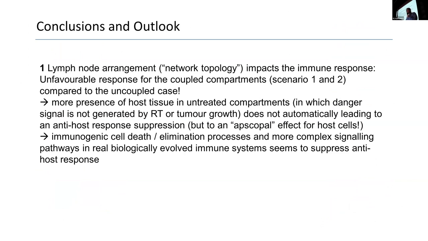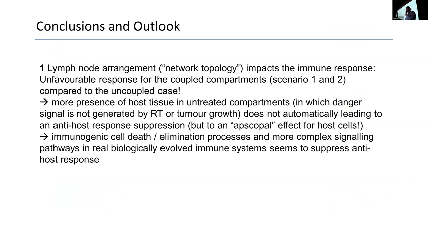So what we can conclude at the end is, okay, lymph node arrangement, so the network topology, is influencing the response. Okay, this is not a surprise. This we expected, and this is the reason why we did this study. But more presence of host tissue in the untreated compartment, where we have less danger signals because we don't have radiation-induced cell killing, leads not automatically to an anti-host response suppression. And this is a surprise.